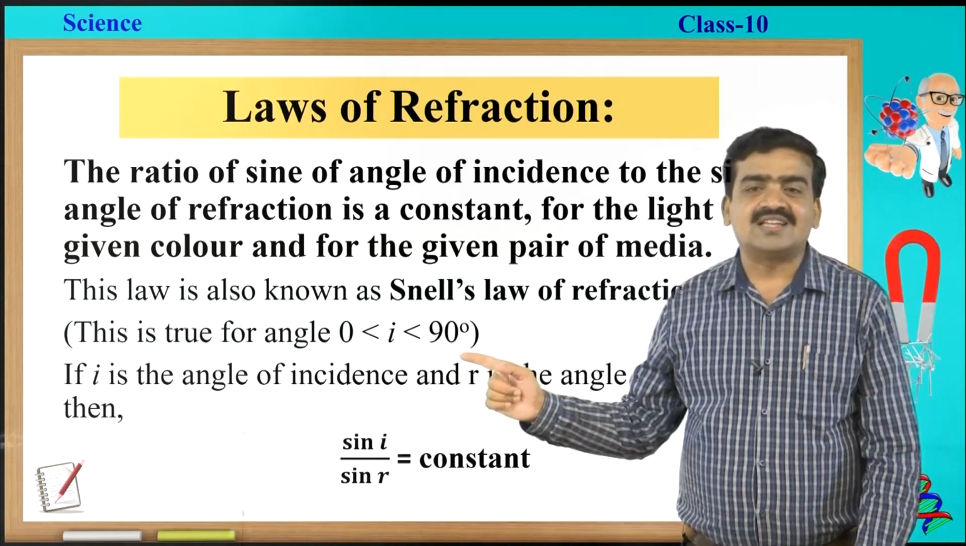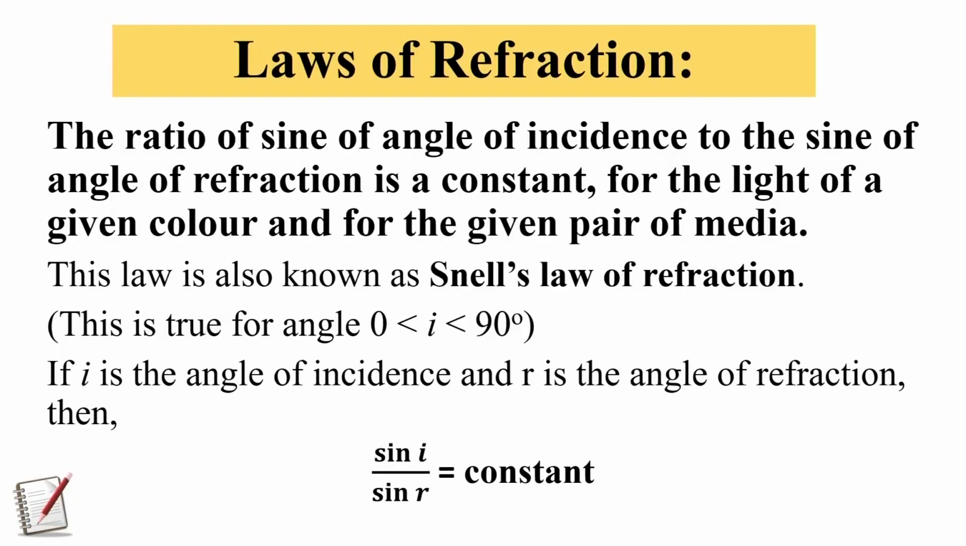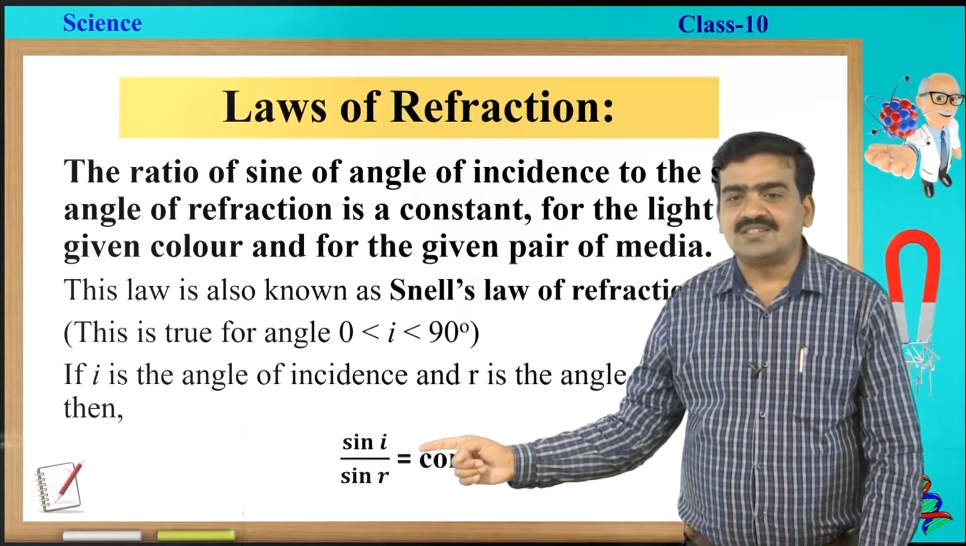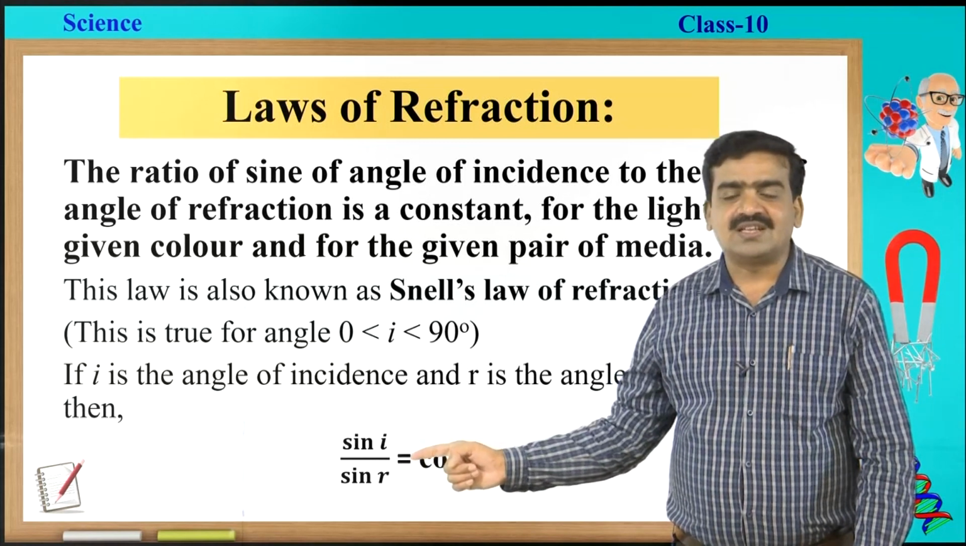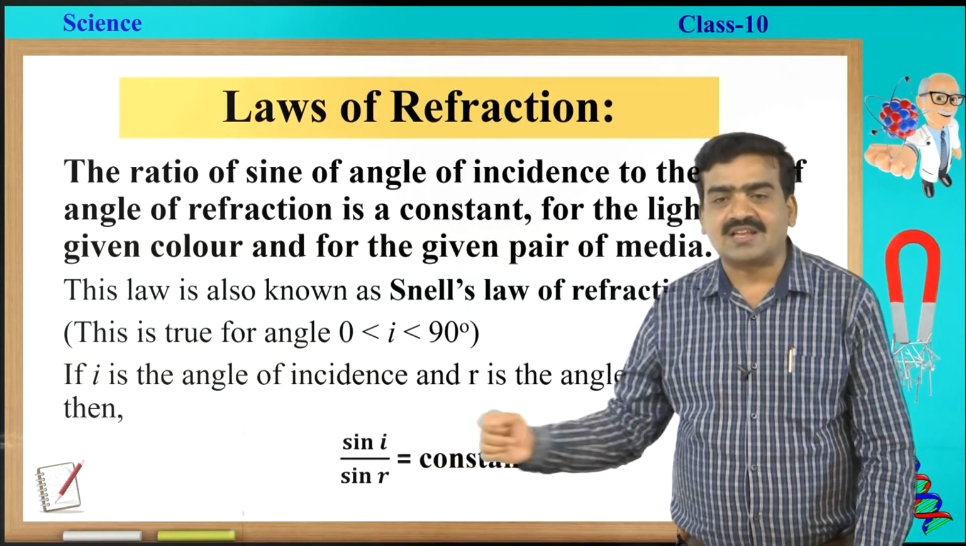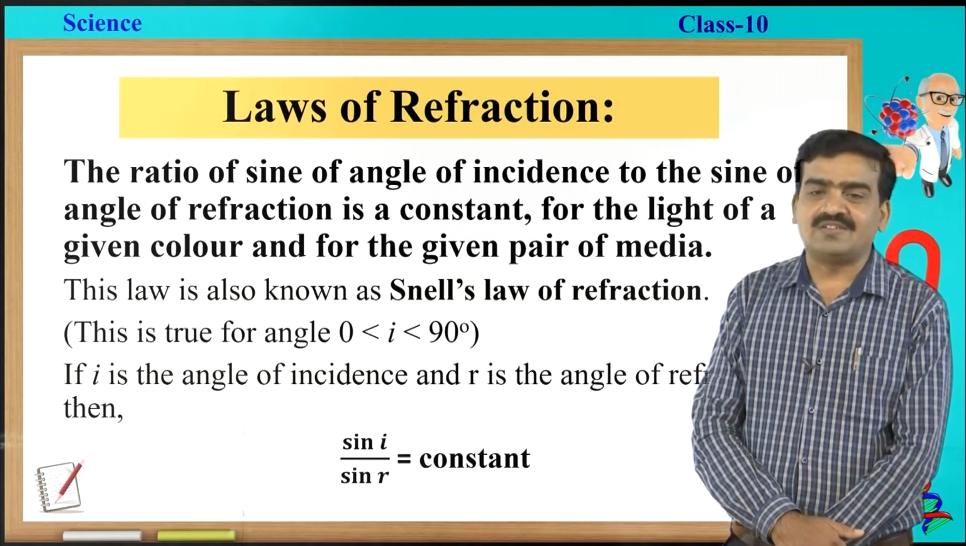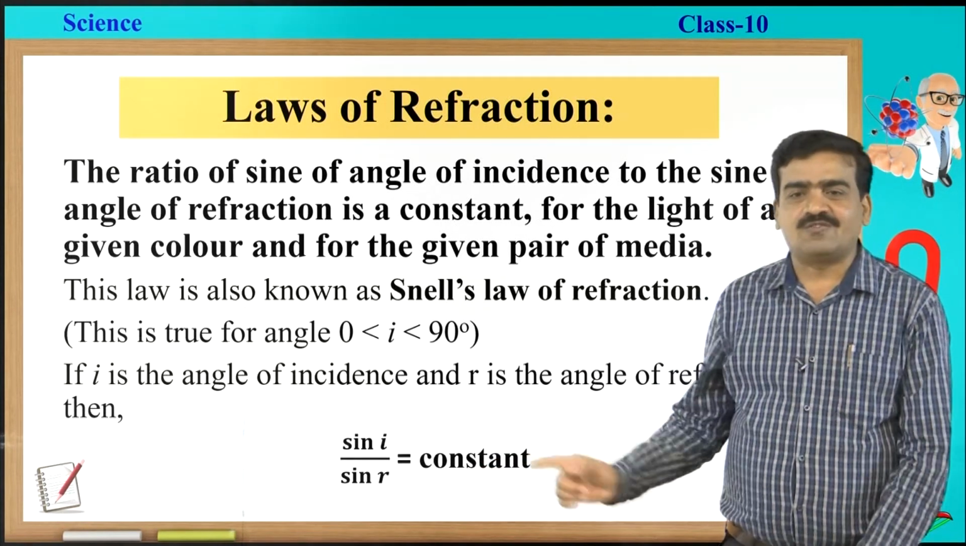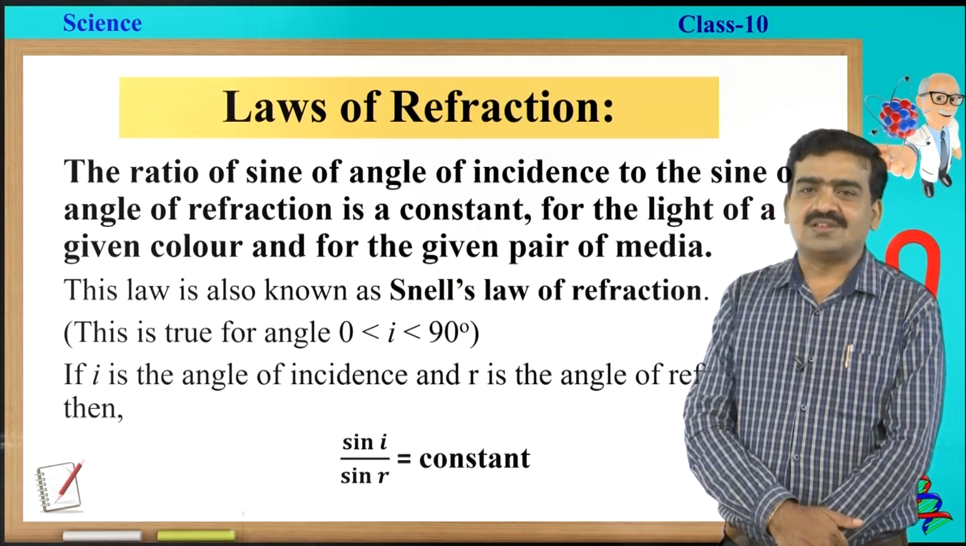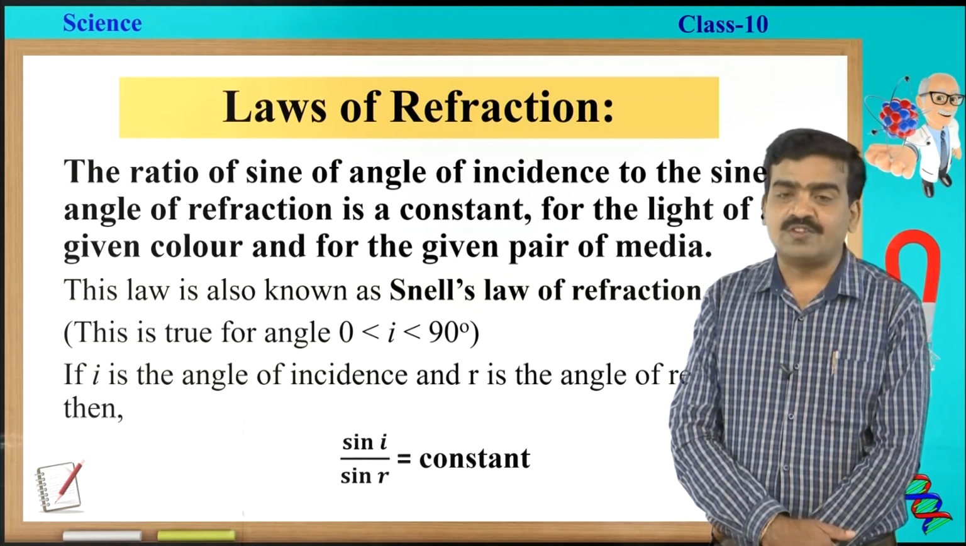Here if I is the angle of incidence and R is the angle of refraction, then we can simplify the second law of refraction like this: sin I by sin R is equal to constant. So, this is the relationship between sine of the angle of incidence and the sine of the angle of refraction. This constant is called refractive index. This refractive index measures the speed of the light in two different media.